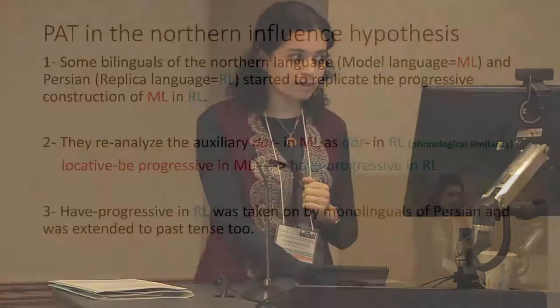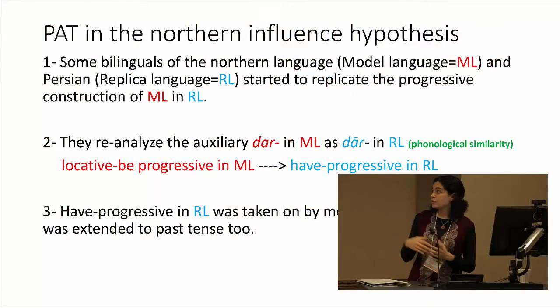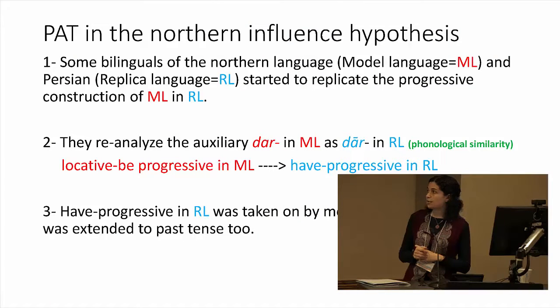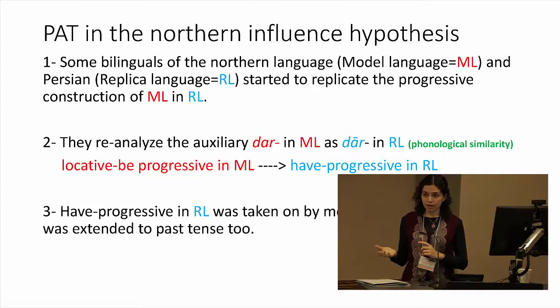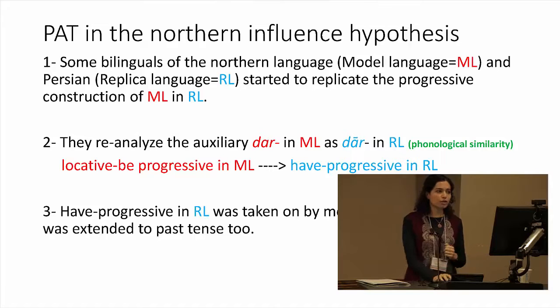So when the bilingual looks for an appropriate matching construction in the replica language, the most active forces for him or her are semantic similarities or morphosyntactic similarities. But still, phonological similarity can drive this process as well. Now, going back to the northern influence hypothesis, we can say that the process was like that. Some bilinguals of the northern dialect and Persian started to replicate the construction that they had in Mazandarani into Farsi. So the northern language is the model language and Persian is the replica language.